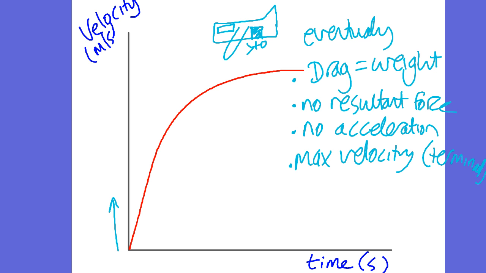So yeah, you're not going to go faster. Your drag equals the weight, no resultant force, no acceleration. You reach the maximum velocity or the terminal velocity. And we can see that on the graph because the line goes flat. If we wanted to figure out what the terminal velocity was, we just read it off on the graph. It'd help if we had a scale. Never mind. So that's how you talk about it.